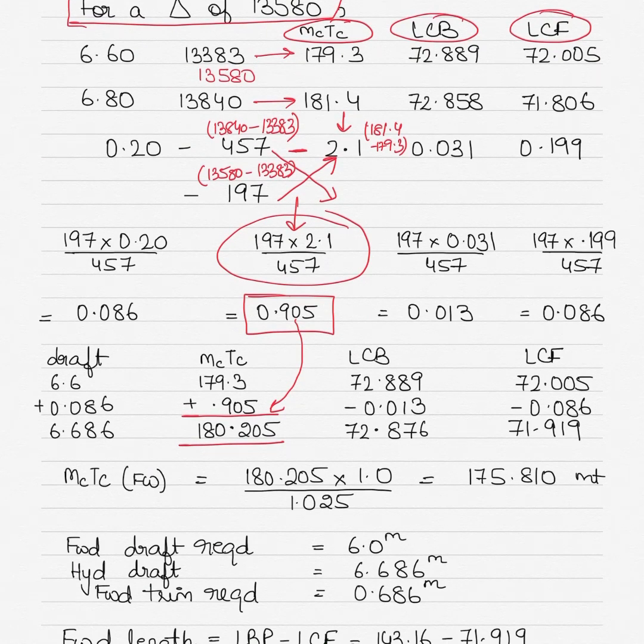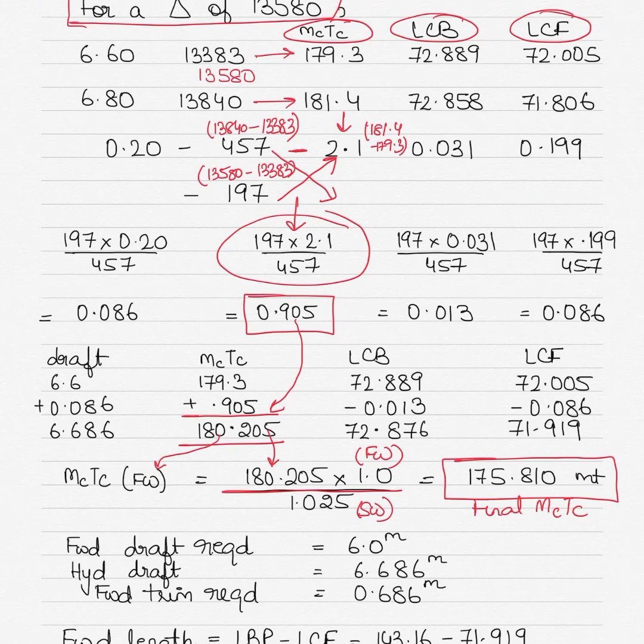So what you will do is convert this MCTC for fresh water by multiplying it by freshwater density. Put this value here and divide it by seawater density, and you get the MCTC after the discharging is finished. So this is the final MCTC. The initial MCTC you calculated earlier, this is the final MCTC.